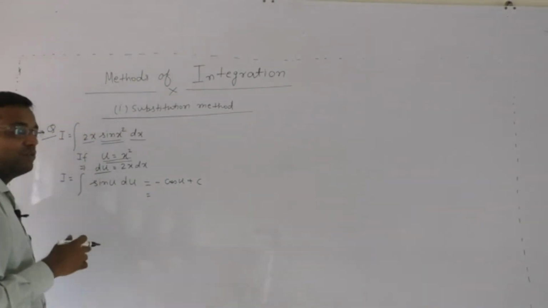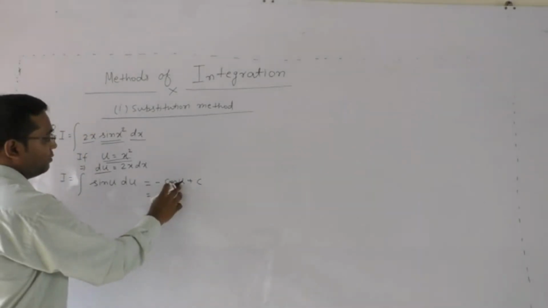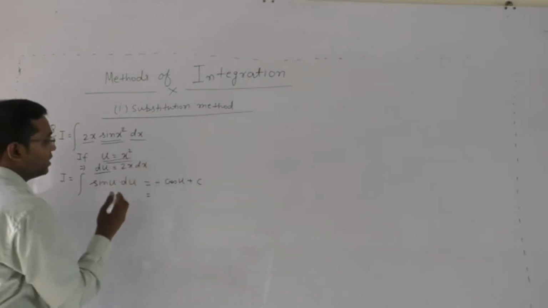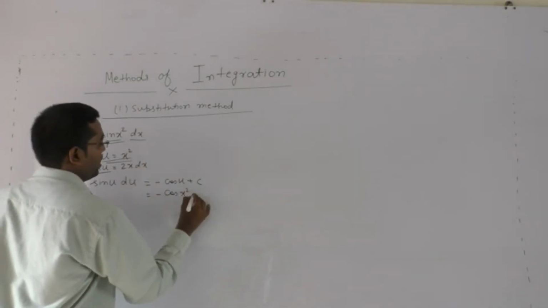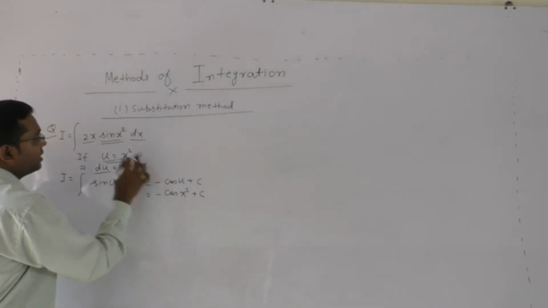At the end, we will replace this variable by what we have assumed. So we can write minus cos x square plus c. So this is the integration of this function, and this we have proceeded with the help of one example. Let's see more problems on it.